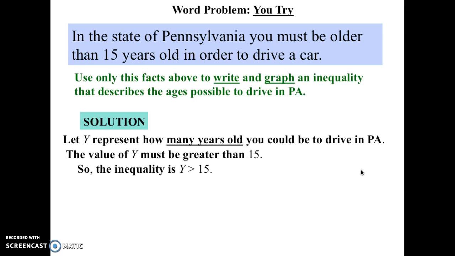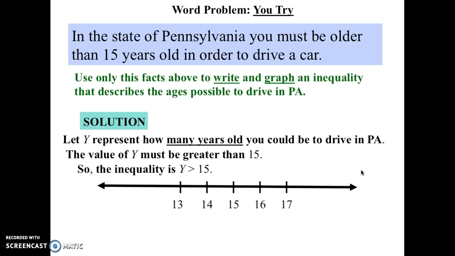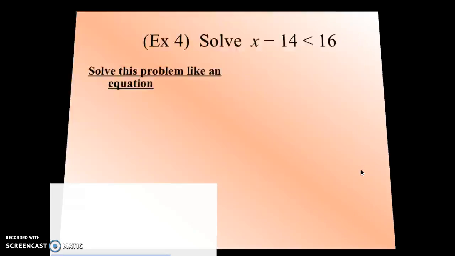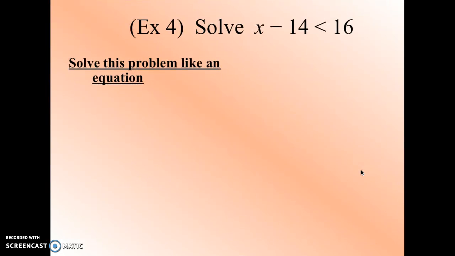So the inequality is Y is greater than 15, but not equals to. So we draw the number line, we do an open circle, and we draw it to the right. The reason again is because it is a greater than symbol, and these are all the ages you could drive. You couldn't drive 14 or 13. Now, of course, probably 100 might be maybe where you stop, but for right now, this is a good enough graph.